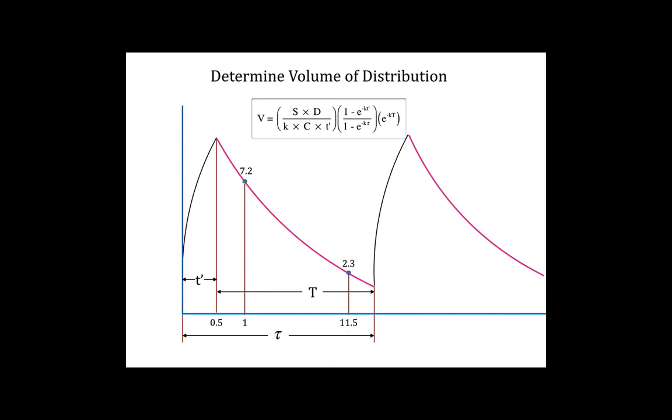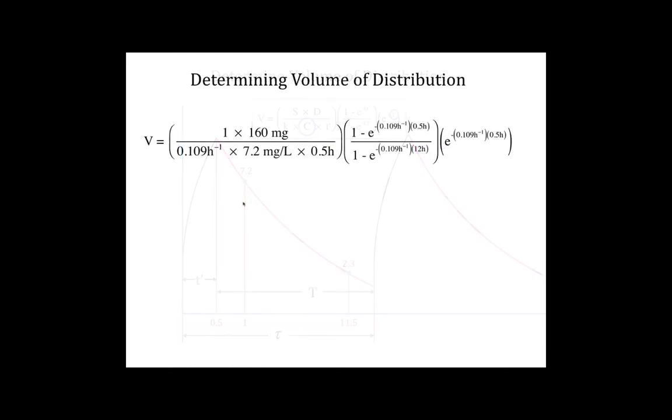So once we do that, we'll see again, we have two concentrations that we can use. We just have to figure out the appropriate time after the end of the infusion that those concentrations are measured. You can see here that if we use 7.2, it occurred a half an hour after the end of the half-hour infusion. So let's do the calculations. We plug in all our numbers, the dose of 160, the K, the peak of 7.2, which occurred at 0.5 hours.